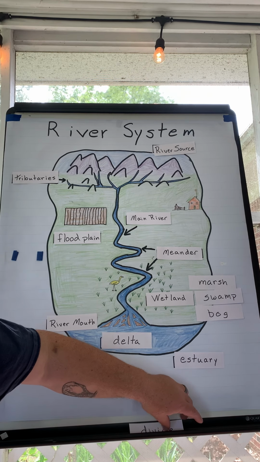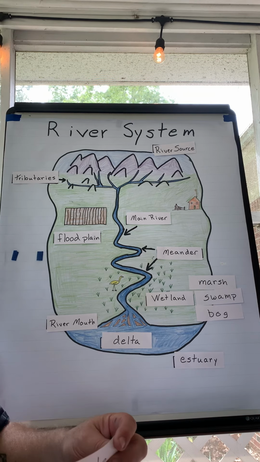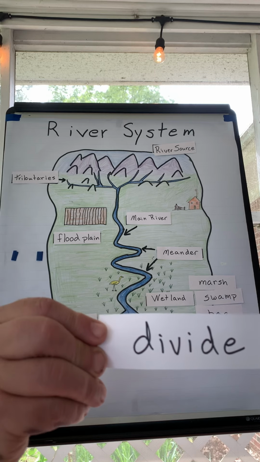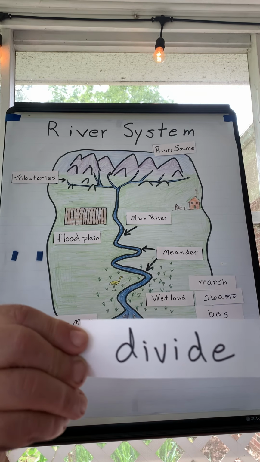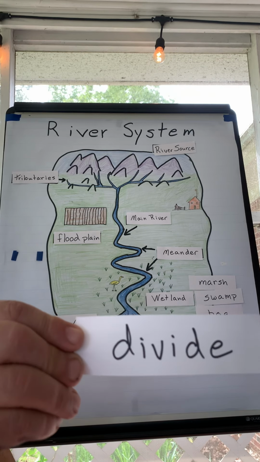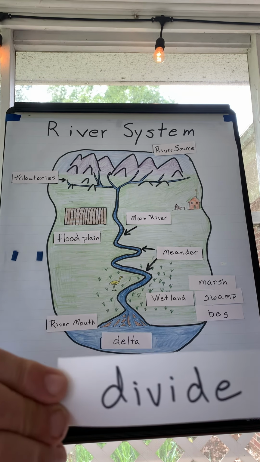Now, there's only one more thing that we need to bring in here, and that is a word called divide. Don't worry, it has nothing to do with math. You're not going to have to worry about that for this. But a divide is that place where the water flows in one river into one river basin or into another.